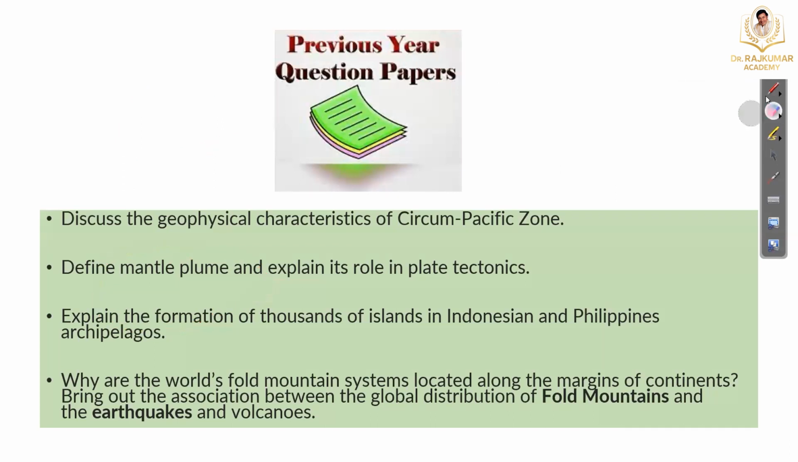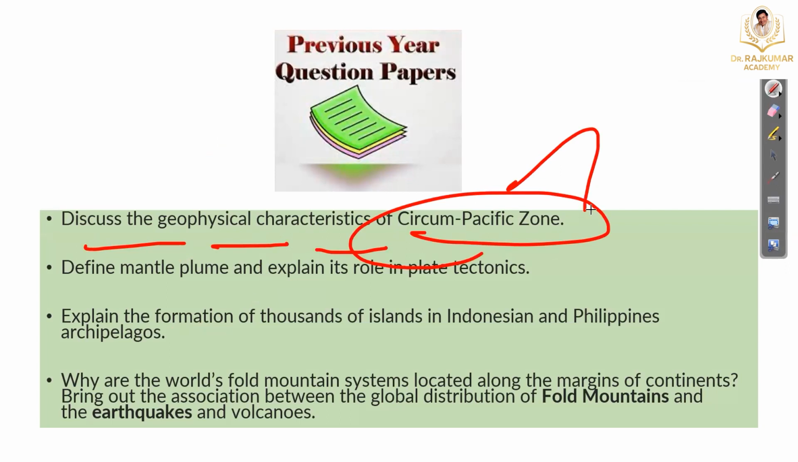Okay. So before we conclude, let me show you some of the questions which were asked in the past. See whether you can attempt it or not. Discuss the geophysical character of circum-Pacific zone. What all you can write? Okay, you can write. Am I right? Something like that. Whatever we discussed about the circum-Pacific zone or Pacific ring of fire, that I have to write.